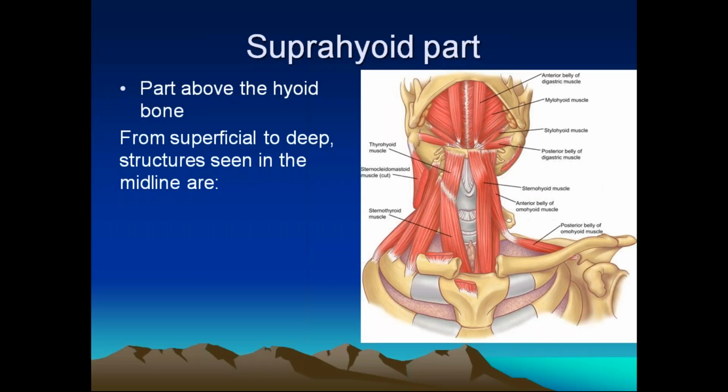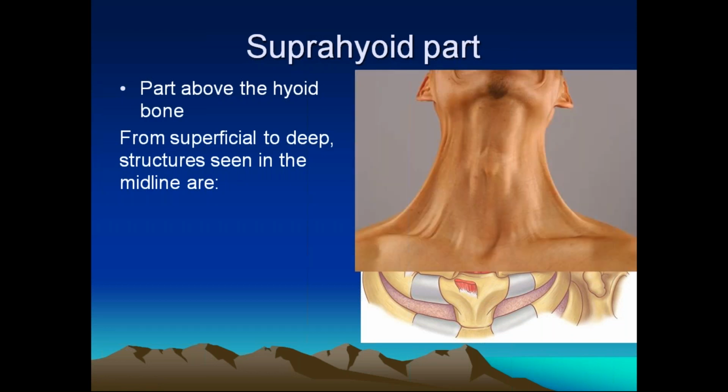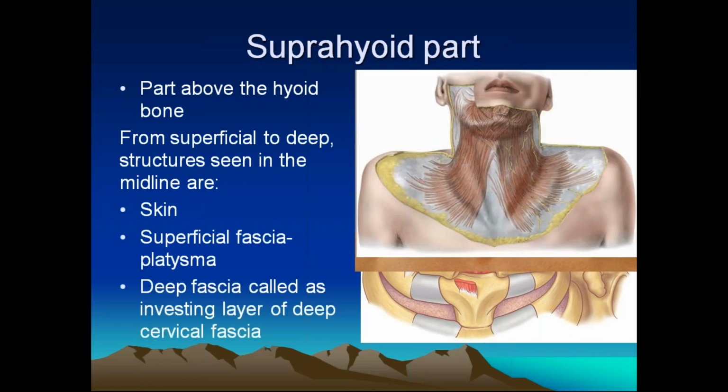Now we'll see about the suprahyoid part of the midline structures of the neck. You know the suprahyoid part is the part above the hyoid bone. From superficial to deep, the structures seen in the midline, the first one is the skin. After removing the skin, the next layer you will get is the superficial fascia, which consists of the platysma muscle. You can see the platysma muscle interlacing here in the suprahyoid part. And underlying that will be the deep fascia.